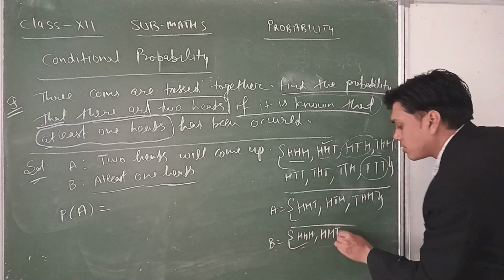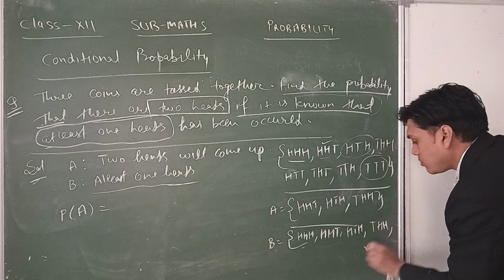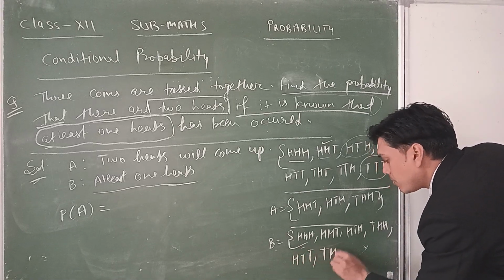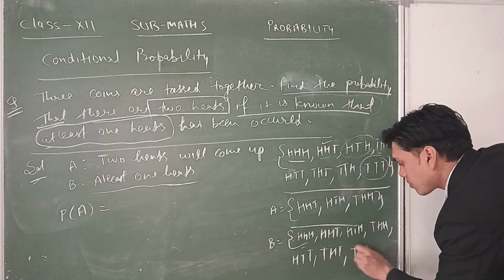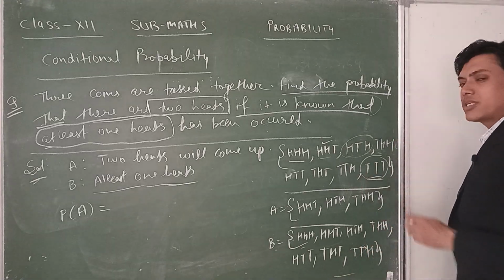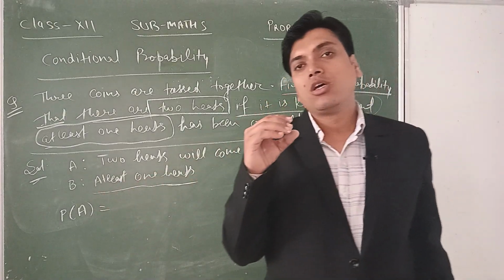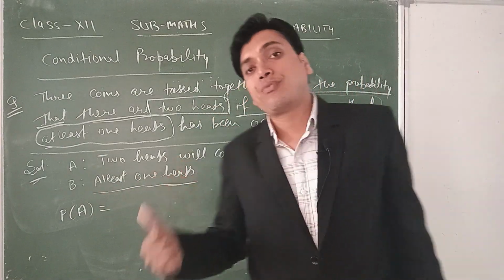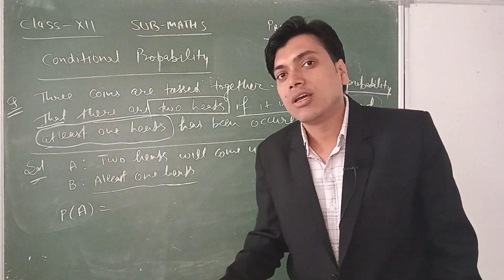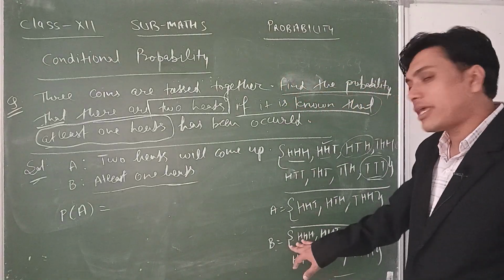Okay, 3 times, 2 times, 1 time. This one can be left because there is no heads, but he is saying at least one head. At least means minimum one, so not less than one. And if we take all 3 tails, it means 0 heads, that is less than 1. So we cannot take that. So that's why we have to take, in B, 7 out of 8.